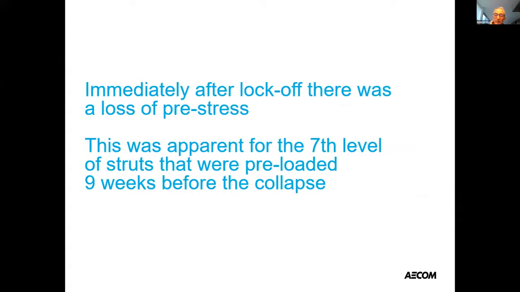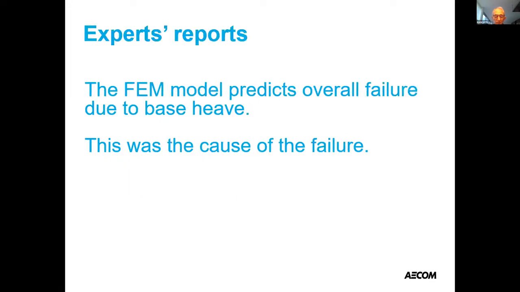So just to sum up, immediately after lock-off, there was a loss of pre-stress, and this was apparent for the 7th layer, the 8th level, and the 9th level, which was 9 weeks before the collapse. So if people had looked at the monitoring that had been installed and understood it intelligently, they could have anticipated that there was something really seriously wrong with the strutting, the steelwork of the strutting on this project. Now let me move on to the next lesson that's learned.